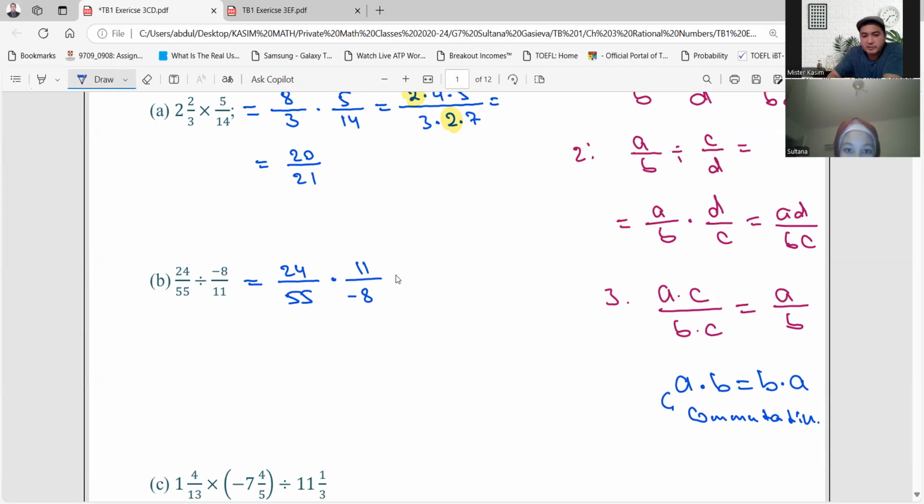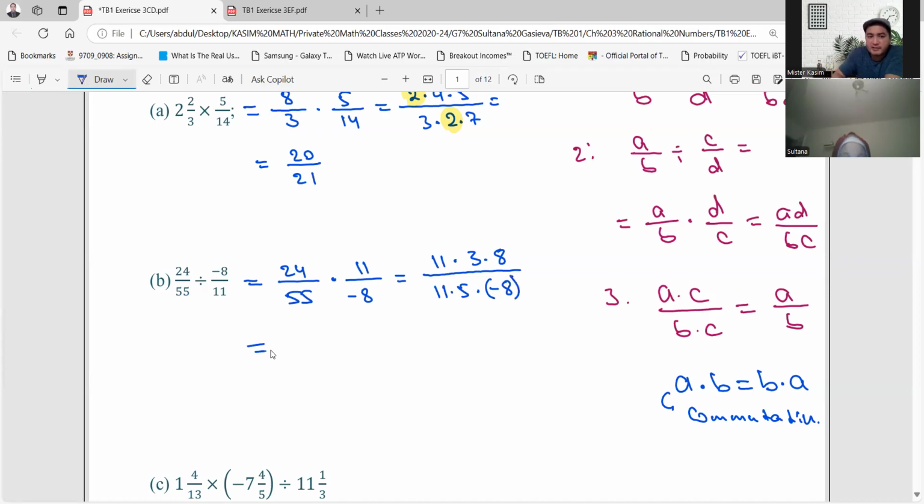So now let's continue. Immediately I can change this, instead of 24 times 11, I can write 11 times 24. Why? Because it's easy to simplify. 24, can I write that as 3 times 8? Yes. Now 55, I can write this as 11 times 5. And here we have negative 8.